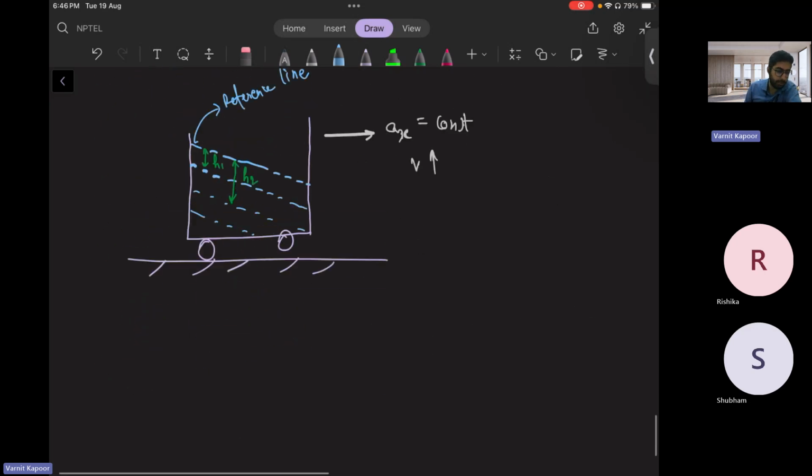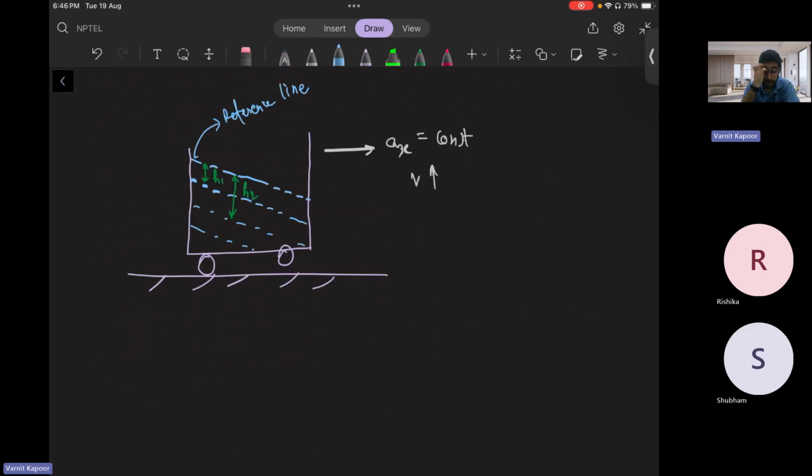Okay, reference line. From the reference lines at a height H1 and H2, the pressure is again going to be the same for that layer, but it's going to increase correspondingly. Again, fluid is at rest with respect to the container after some time. Initially there will be some jerks, but as soon as it achieves a steady state, the fluid will be at rest. So these are constant pressure lines eventually.